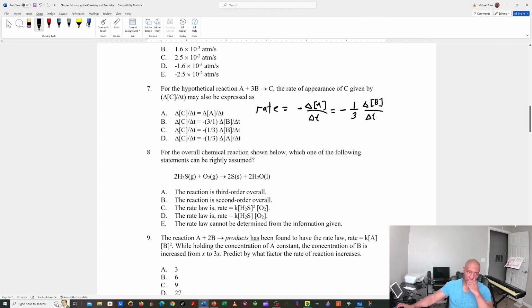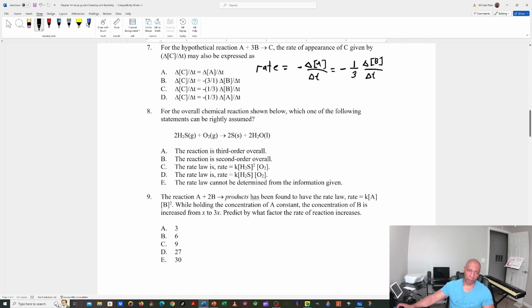Okay, so let's see. Number 8, for the overall chemical reaction shown below, which one of the following statements can be rightly assumed? Okay, so let's see what we have here. We're reacting hydrogen sulfide, a very smelly, stinky compound, by the way, with oxygen, and we're forming sulfur and water.